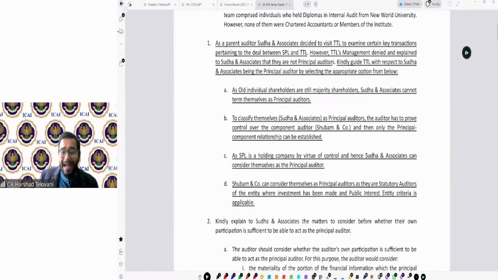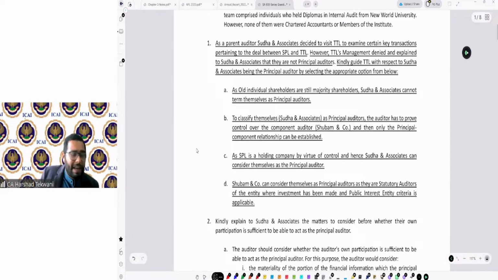Now let's understand option one. As the old individual shareholders are still majority shareholders, Sudha and Associates cannot term themselves as a principal auditor. This condition we never heard of. Principal majority shareholders, old shareholders, we never discussed this. So I don't think so. We never discussed the shareholding.